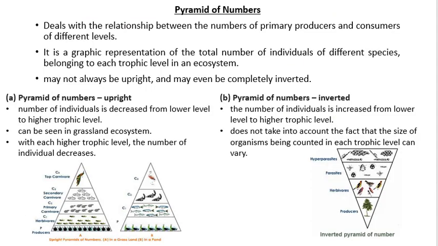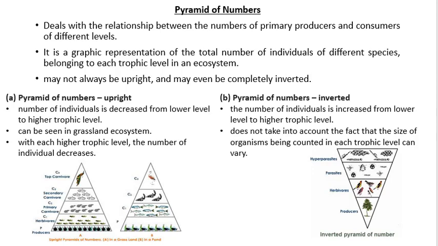So what is pyramid of numbers? Pyramid of numbers deals with the relationship between the numbers of primary producers and consumers of different levels. It is a graphical representation of the total number of individuals of different species belonging to each trophic level in an ecosystem. Pyramid of numbers may not always be upright and may even be completely inverted.